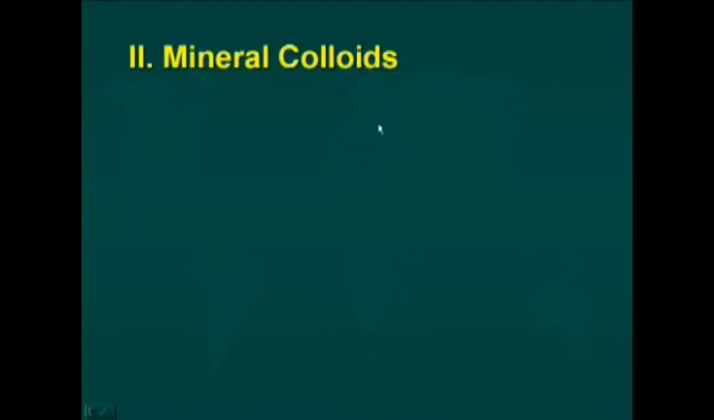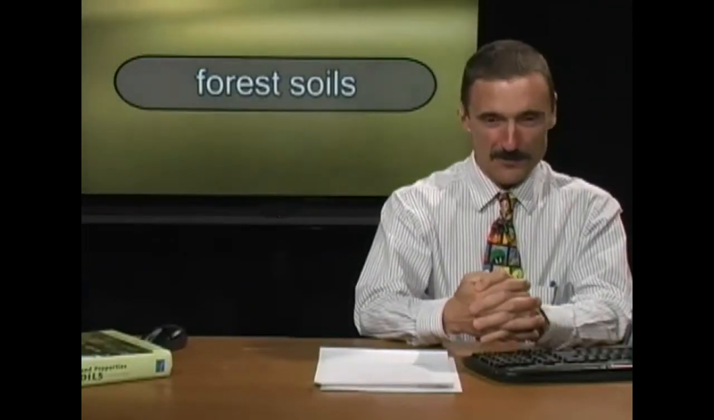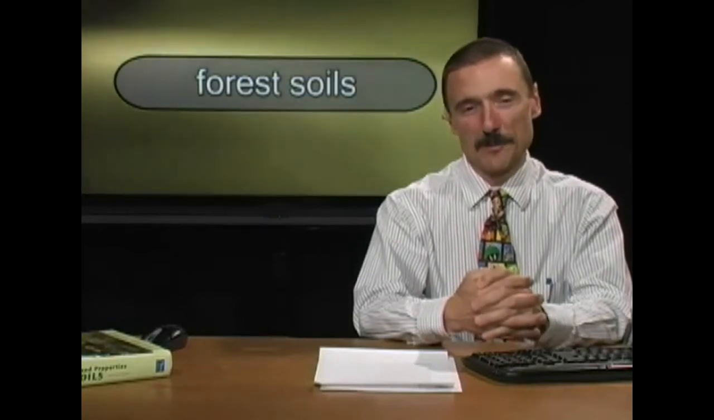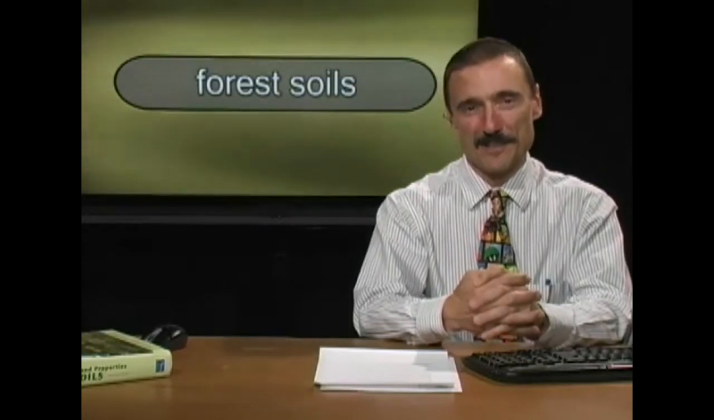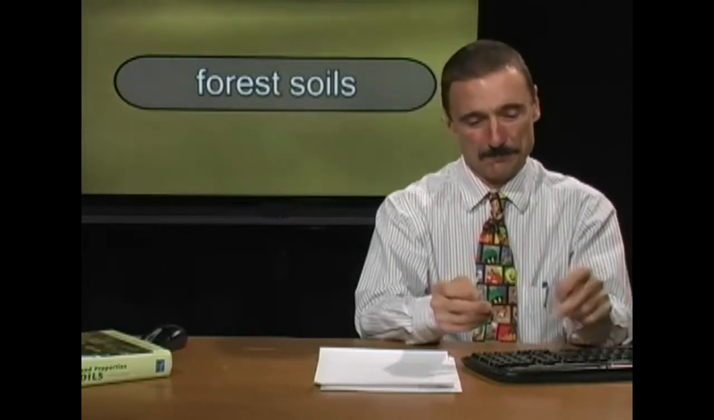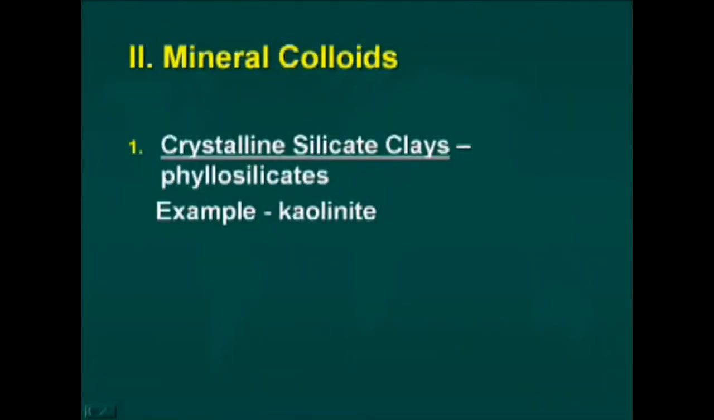Okay, so let's move away from the organics. We had our organics, the hydroxyl alcohol group, the carboxyl group, the phenyl hydroxy group, and now we'll move to the mineral colloids. The mechanism for this is very, very different in terms of the source of the net negative charge. There are a number of mineral colloids. So first let's look at the crystalline silicate clays. These are called the phyllosilicates, for sheet, phyllo. Crystalline silicate clays. One example, we're going to learn all of these, is kaolinite.